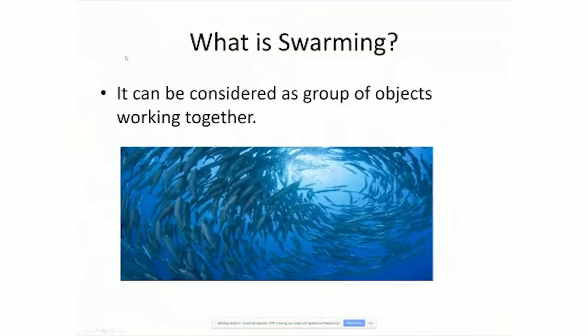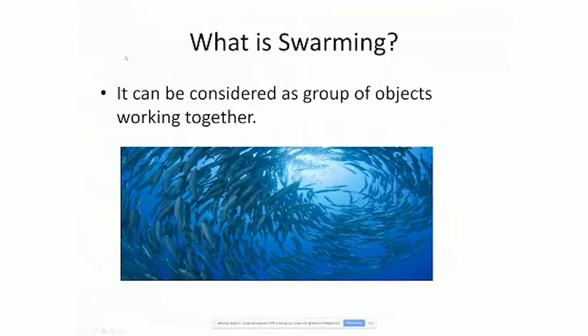So what's so good about swarming? It can be considered as a group of objects working together. As you see from this figure, there are a lot of fishes coming together to complete a particular goal. They are working together as a unit to achieve some kind of function. Swarming is an idea where a lot of things, like objects, living beings, or complex programs, work together to reach a particular solution. In this figure you also see all the details.